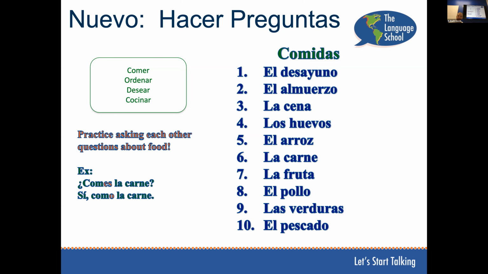So same activity, now we're switching it from drinks to food. So we've got 4 different verbs we can use with food: comer, ordenar, desear, o cocinar, and then 10 different types of food or meals on the right. So again, we start by asking a question in the second person. ¿Comes la carne? And we answer in the first person. Sí, como la carne.